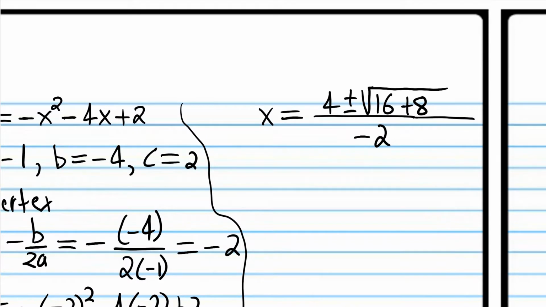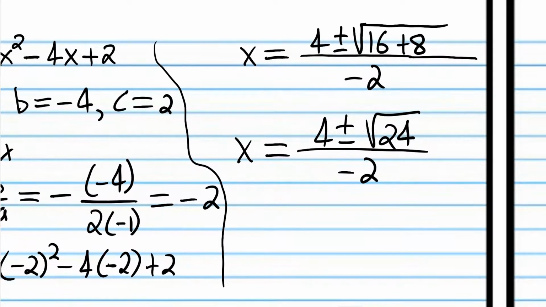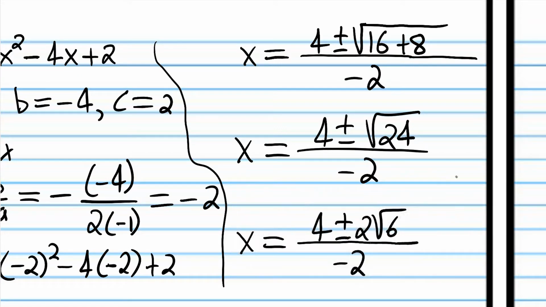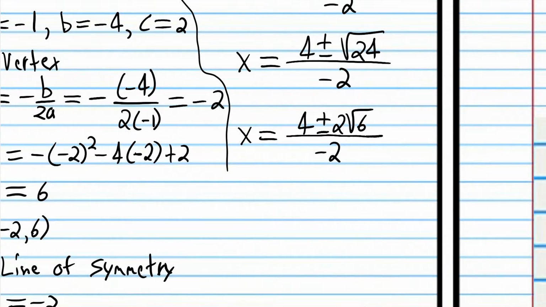Okay, so let's continue to simplify this. So 16 plus 8 is 24, and we're not allowed to have a perfect square factor inside a square root. So I'm going to change the form of that. That's going to become 2 root 6. Now, if you need review on how to change root 24 to 2 root 6, you can go to my classes on roots in this course. Remember, that's just review stuff.